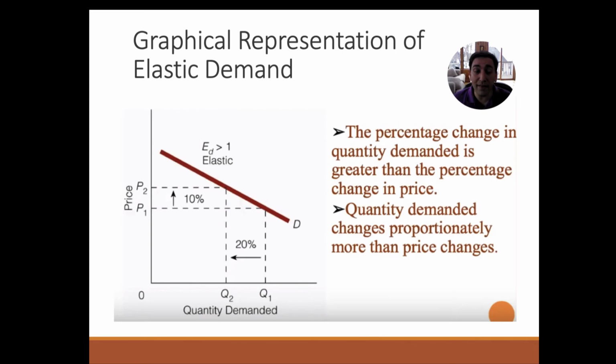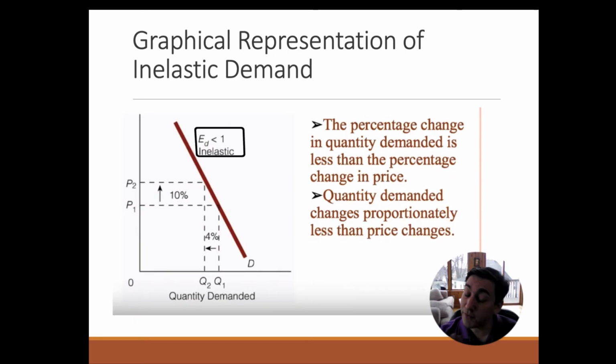Graphically, what does elastic demand look like? The elasticity of demand is greater than 1, and that was the percentage change in quantity demanded over the percentage change in price. So what we need is the percentage change in quantity demanded to be bigger than the percentage change in price. Here we have price going up by 10%, so this has to change by more than 10%. In this case, it's changing by 20%.